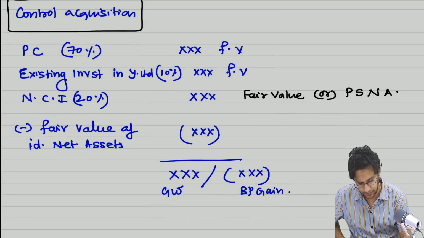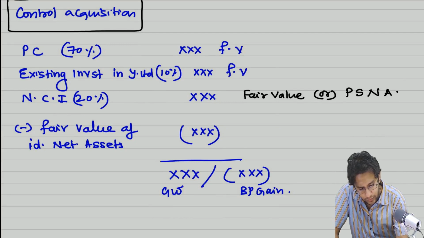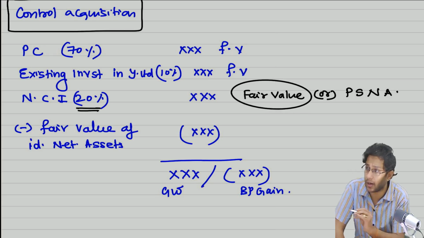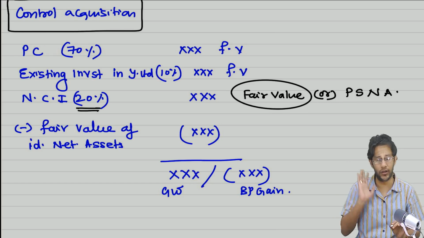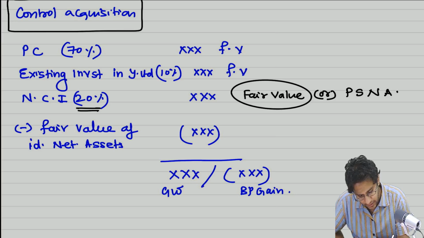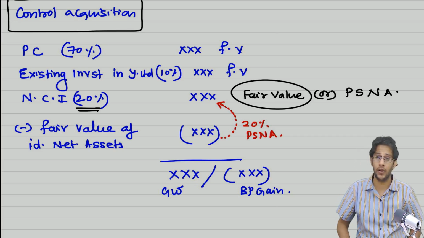Now you observe here. If you say fair value for NCI on the date of acquisition, that means the 20% shares' market value is what you have to bring and put there. That's it. Or, if you say, no sir, I will do PSNA, in that case, whatever is the net assets value, on that you simply have to apply 20% for the proportionate share of net assets method.